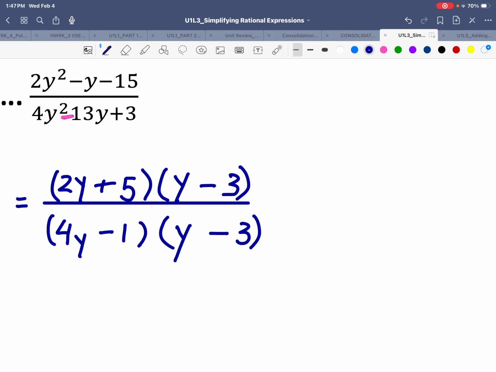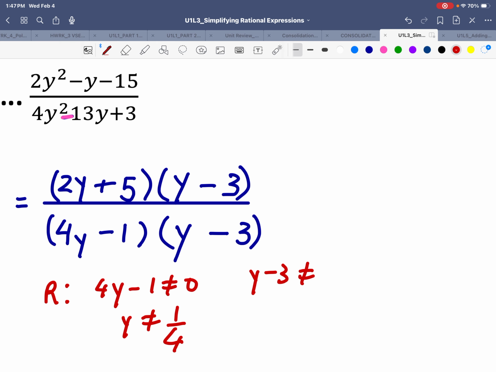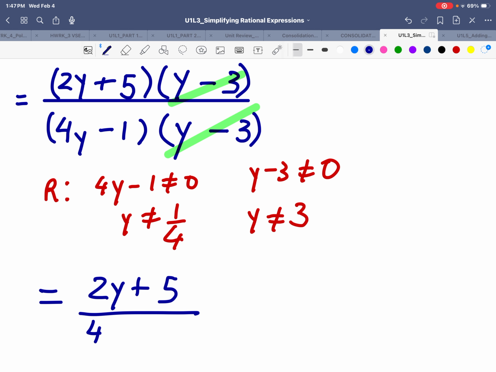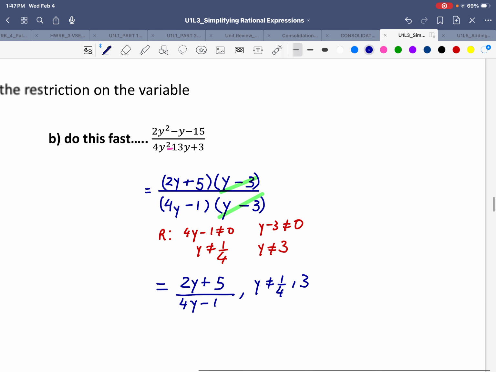And it's time for restrictions. So we're going to say 4y minus 1 different than 0, so y different than 1/4. And y minus 3 different than 0, so y different than 3. So once you've stated your restrictions, you're free to simplify and to state the final answer. And that would be 2y plus 5 over 4y minus 1, where y isn't allowed to be either 1/4 or 3, and that's the final answer.